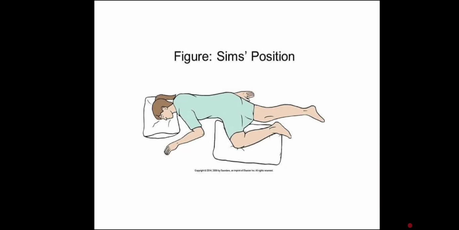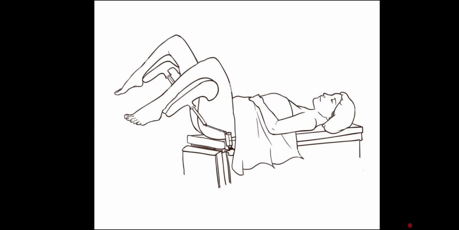This is the Sims position, also called the semi-prone position, in which the patient lies on her left side with extended knee and hip of the left lower limb, with slightly flexed right hip and knee. This is the lithotomy position. The patient lies supine with hip joints flexed and abducted.